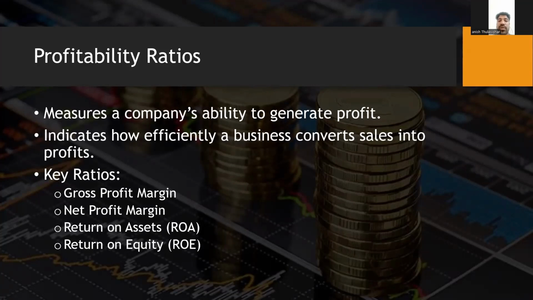First one, profitability ratios. Profitability ratios measure a company's ability to generate profit relative to revenue, assets, or equity. A higher profitability ratio indicates stronger earning efficiency. Key ratios: gross profit margin is equal to revenue minus cost of goods sold divided by revenue. Net profit margin is equal to net income divided by revenue.